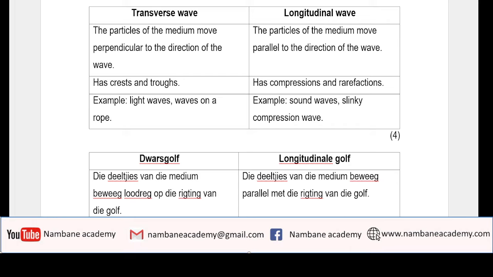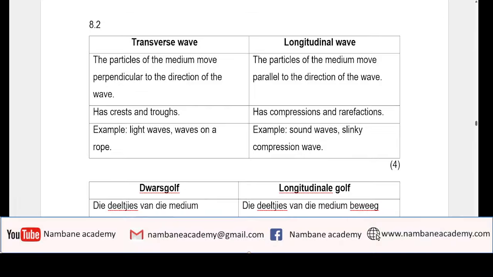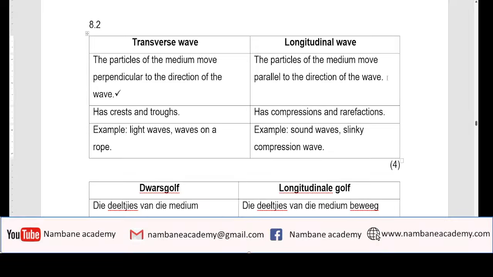Examples of transverse wave are light waves and waves on a rope. Examples of longitudinal wave are sound wave, slinky, compression wave. The reason why I did it like that is because the differences must be next to each other or across each other according to how they must outline it. So it's 2 marks for one difference and the other 2 marks for the other difference. But it must be across each other.